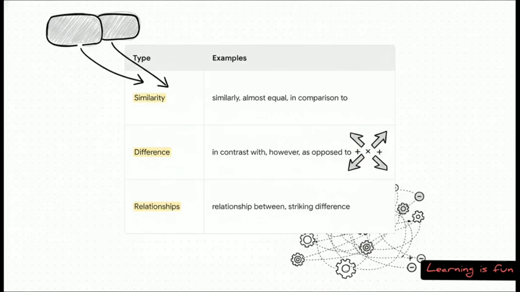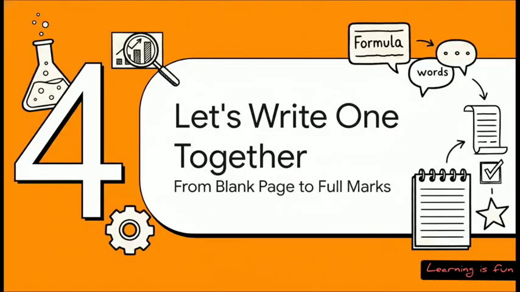Now this is the good stuff. These words are like the glue that holds your whole analysis together. Using words like similarly or in contrast with lets you connect different data points and really show the relationships between them. This is how you go from just listing facts to actually analyzing the data. It's a game changer.